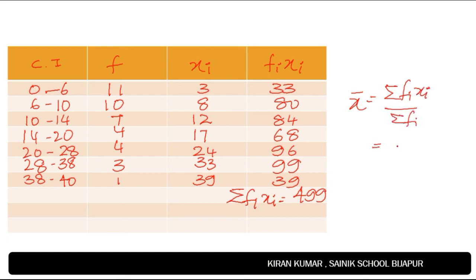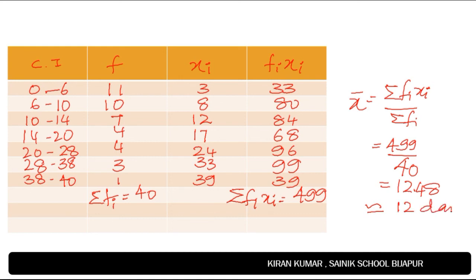We get 499 divided by the sum of the frequencies. Sigma fi value is 40. So dividing this by 40, we get it as 12.48, and approximately this is equal to 12 days. Therefore, the mean number of days a student was absent is 12.48, 12 days approximately.